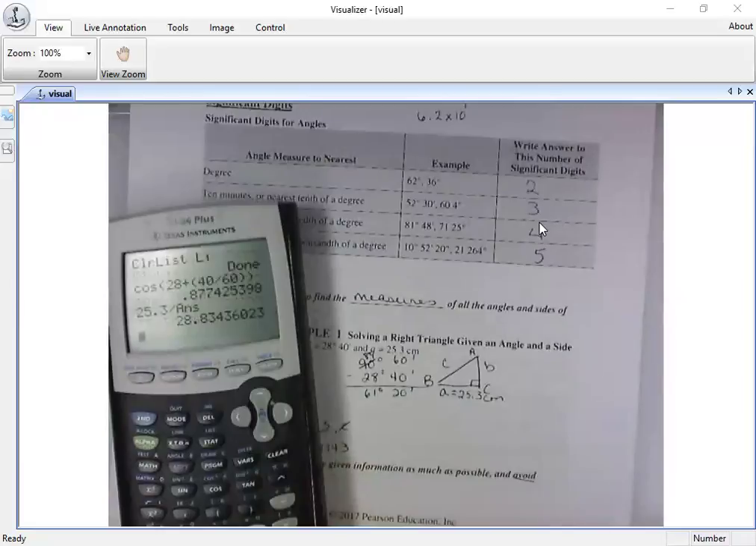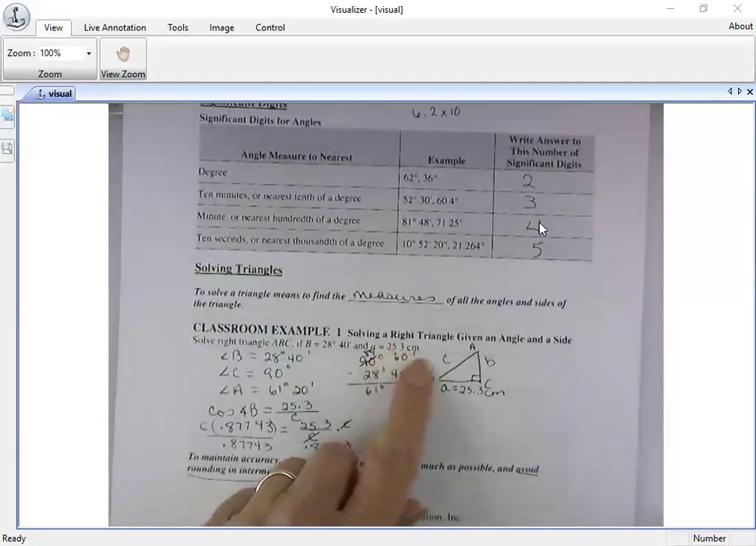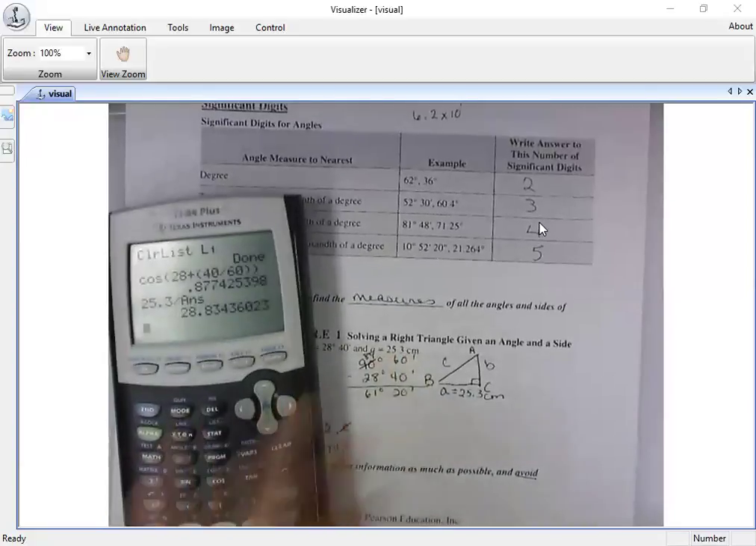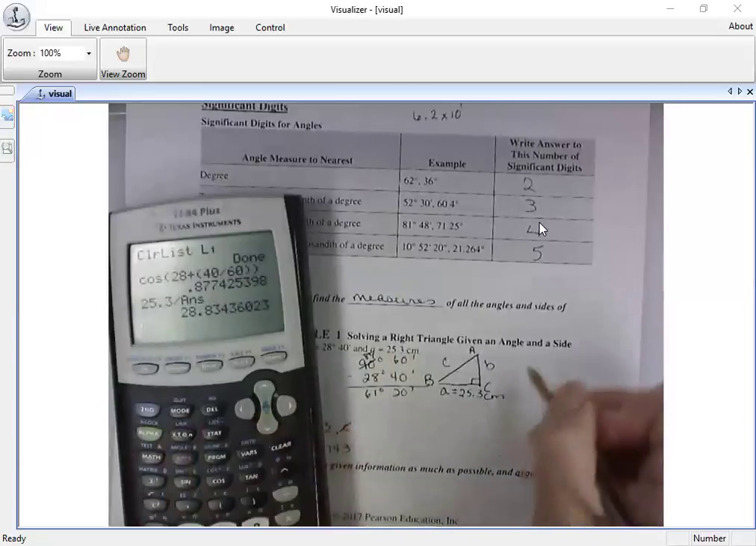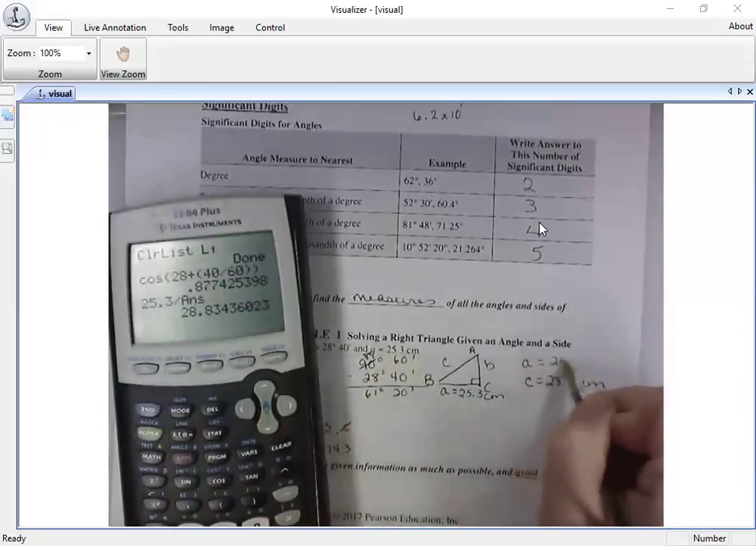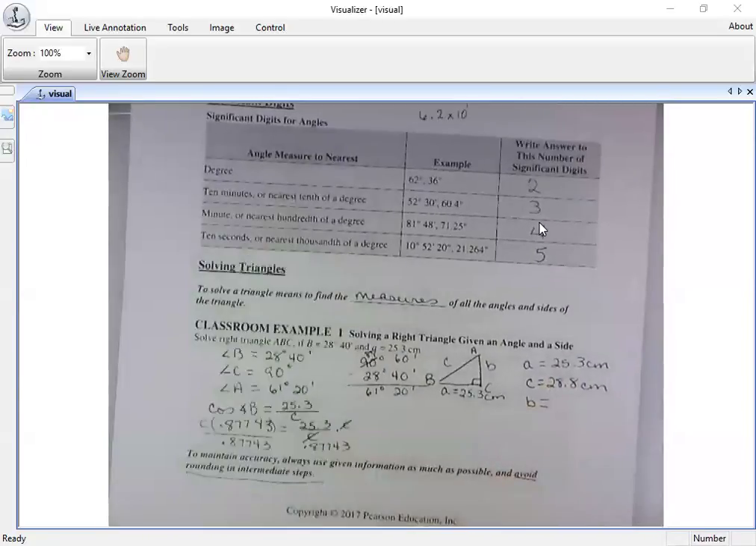Now, how many digits do you think we need to round to? This is where significant digits come in. What do you think that needs to be? One place to the right of the decimal. So what would we say is the length of side C? And we need to put a unit on it. It's centimeters. Good job. So they gave us A. It was 25.3 centimeters. We found C. The only thing left to solve for is what? Side B. So we have all the angle measures over here.